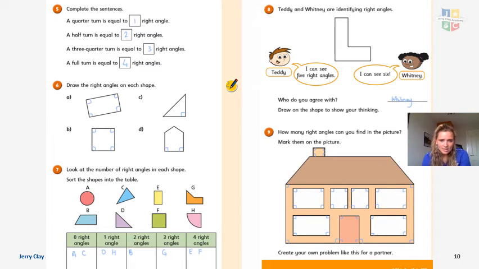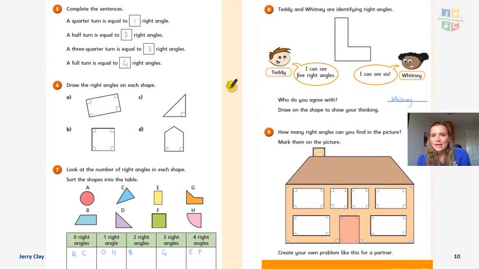Look at the number of right angles in each shape, and sort them into the correct table. What I would have suggested doing first was to go and label all the right angles and draw these on your shapes to find out if they had 1, 2, 3, 4 or 0 right angles. So that's where you should have got your answers for these.